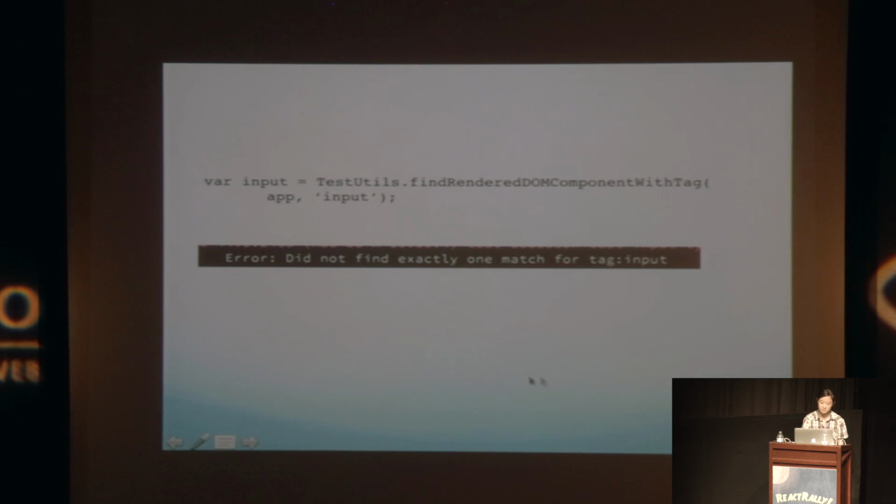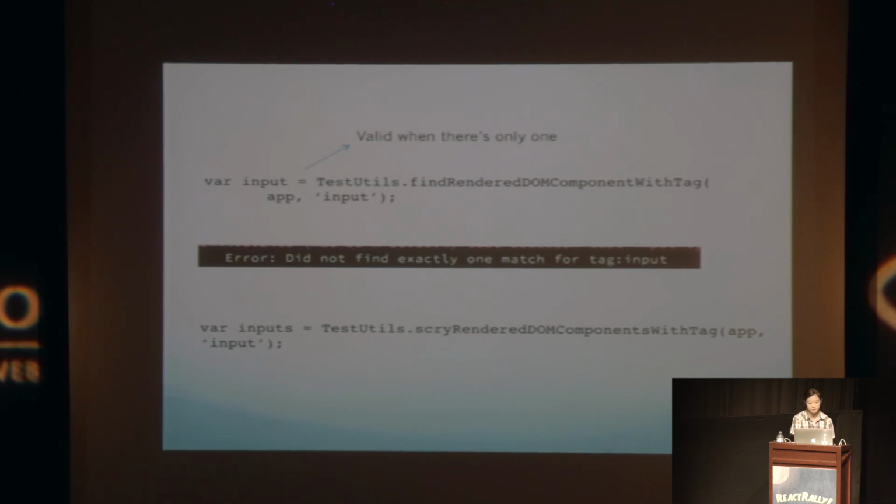But it turns out that you are using the wrong one, because you have more than one input field on that component. TestUtils.findRenderedDOMComponentWithTag will only work if you have one input field. If you have more than one, you would like to use TestUtils.scryRenderedDOMComponentsWithTag, and then you pass the same information in there.